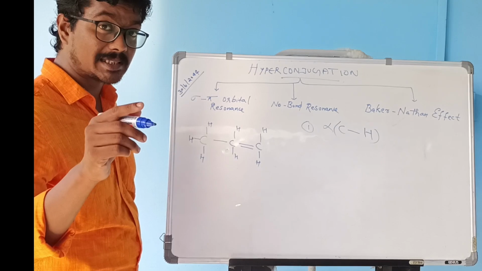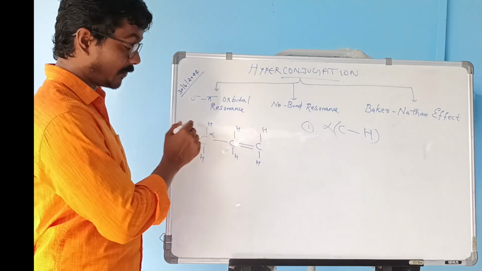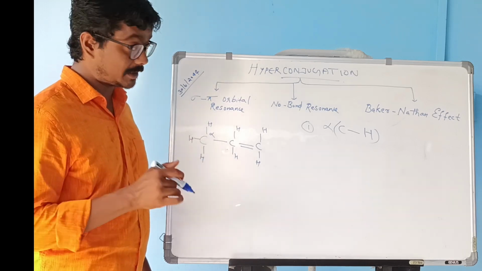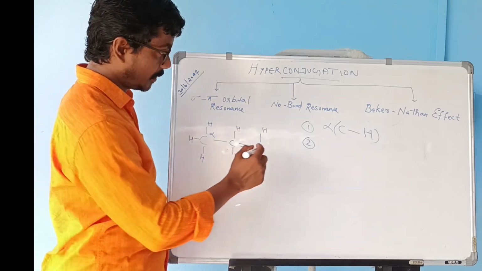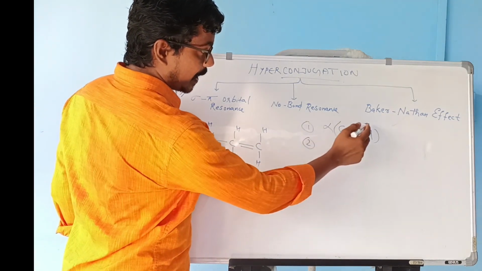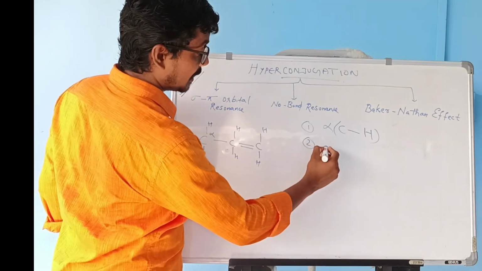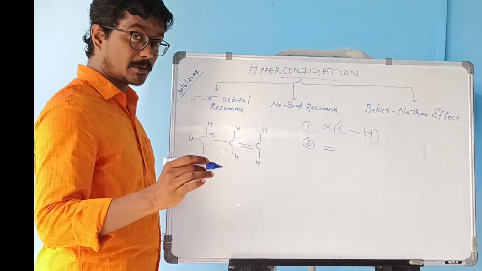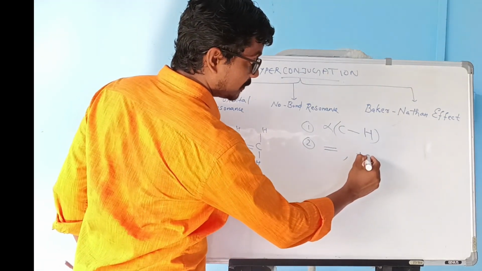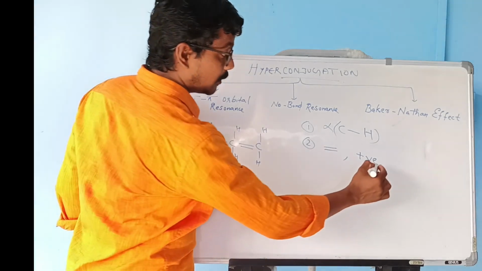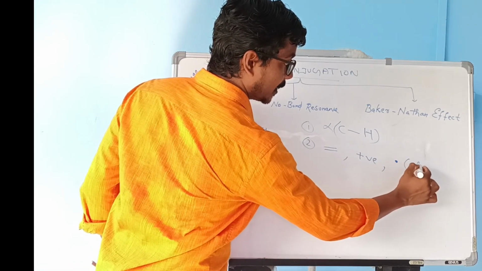The alpha carbon-hydrogen bond is a mandatory thing. Here the alpha carbon is there, and three alpha hydrogens are there. So this is the first condition. The second condition: this alpha carbon must be attached to a functional group, a compound which possesses a double bond, or a positive charge center, or an odd electron center.